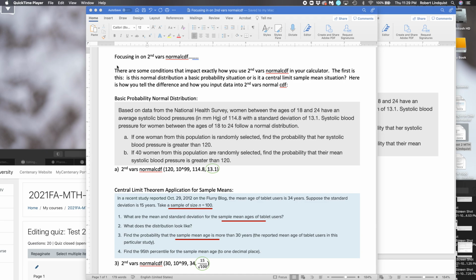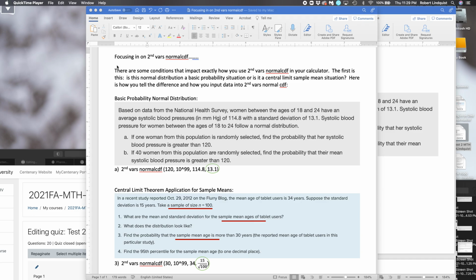We used to like to say that anybody who says practice makes perfect is a liar. Perfect practice makes perfect. That's the truth. So this is really perfecting our practice. So there are some conditions that impact exactly how you use the second VARS normal CDF in your calculator. The first is this. Are we talking about a normal distribution, a basic probability situation, or is this an application of the central limit theorem and sample means situation?